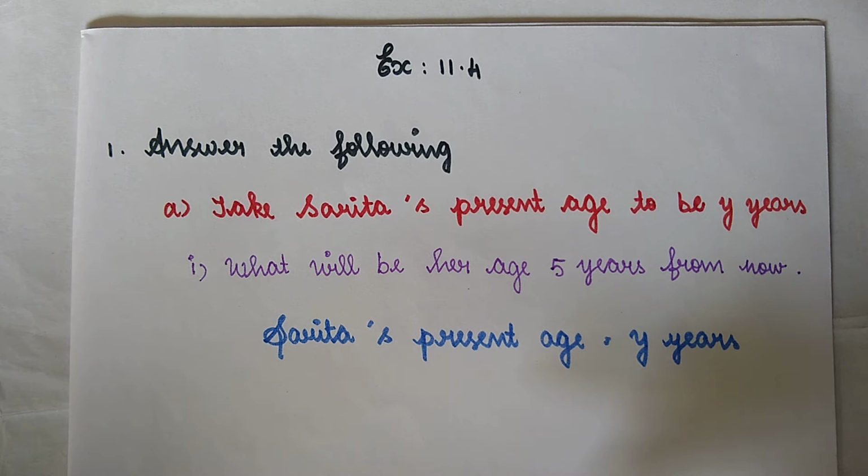We have to find her age after 5 years. So how will you find? Do you have any idea? Let us consider Sarita's present age is 5 years. Now present age is 5 years. After 5 years, it becomes 6, 7, 8, 9, 10. Okay, so we have to add the present age with 5 years.